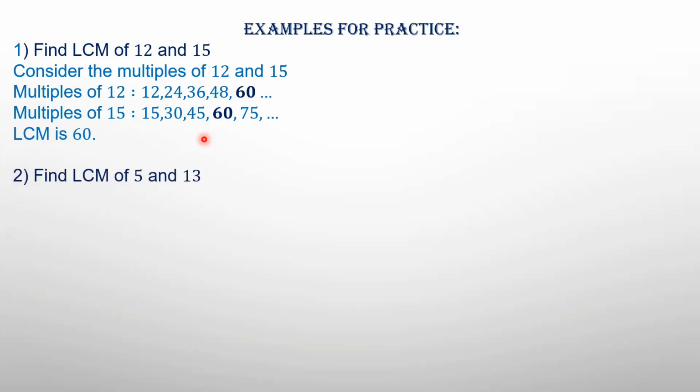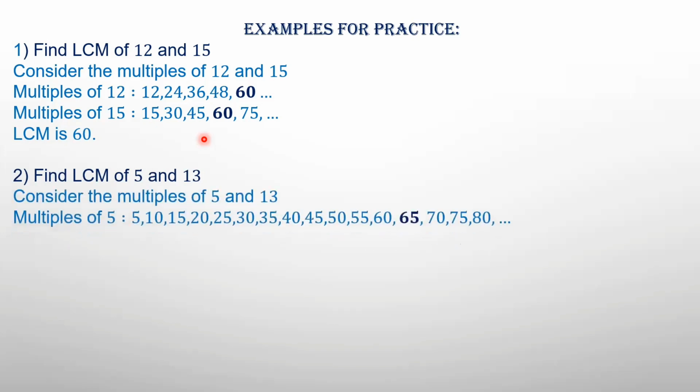Second, find the LCM of 5 and 13. Consider the multiples of 5 and 13. The multiples of 5, multiples of 13, and 65 is the smallest common one. So the LCM of 5 and 13 is 65.